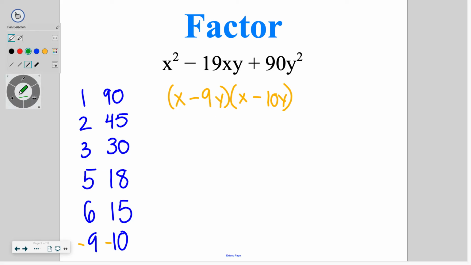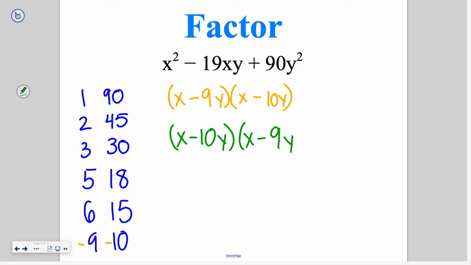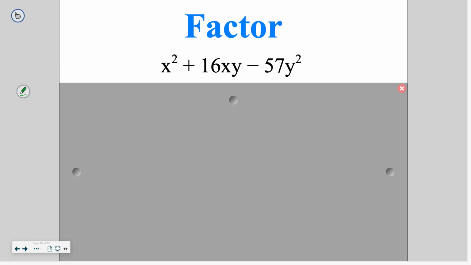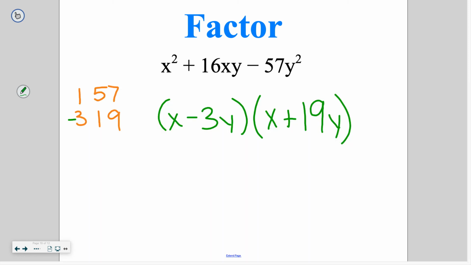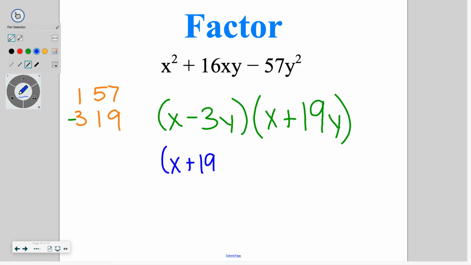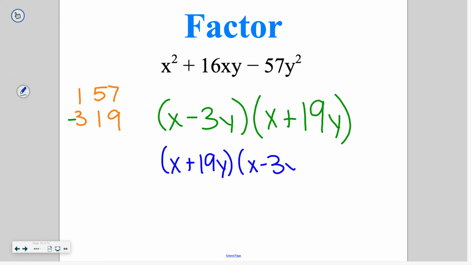Again, it is possible to write them in either order. So whichever one you had as your first factor, that is totally fine. Go ahead and try this one on your own. Again, listing your factors, figuring out which pair is going to add up to 16, and listing them in either order, making sure that you include that second variable, in this case being y.